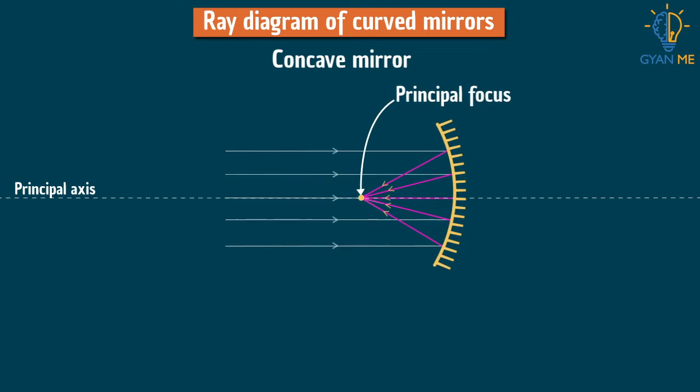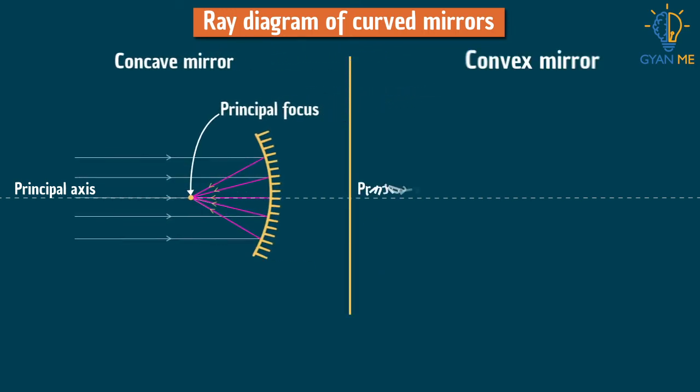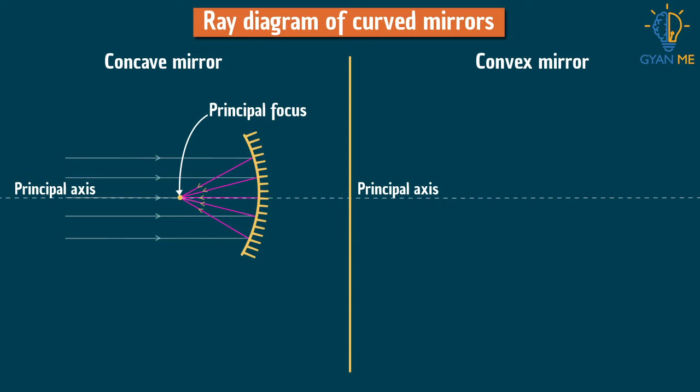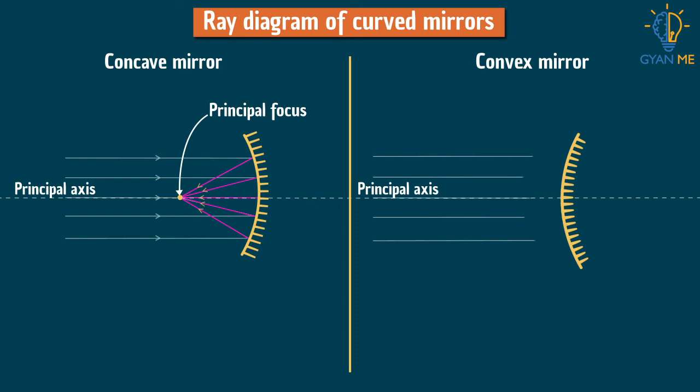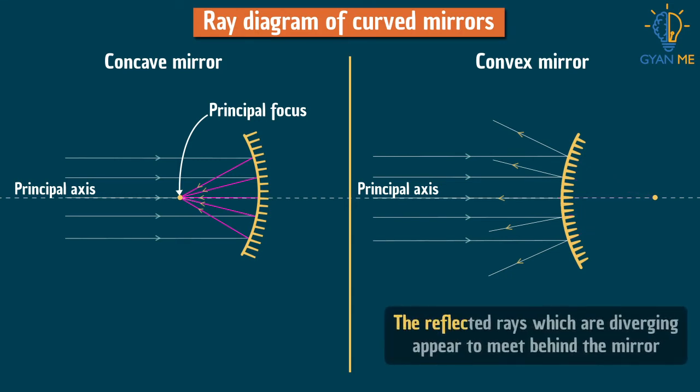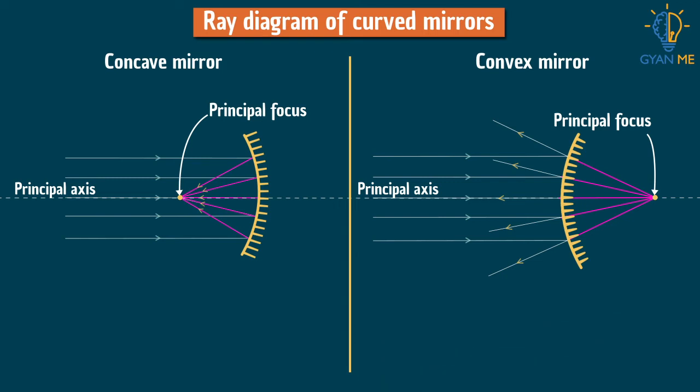But how are the rays parallel to the principal axis reflected by a convex mirror? Because a convex mirror is a diverging mirror. We know that. The reflected rays here appear to come from a point on the principal axis behind the mirror. Is it true? Yes, this is the other way of saying that the reflected rays which are diverging appear to meet behind the mirror. Thus, this is the principal focus for a convex mirror. It is represented by the letter capital F.